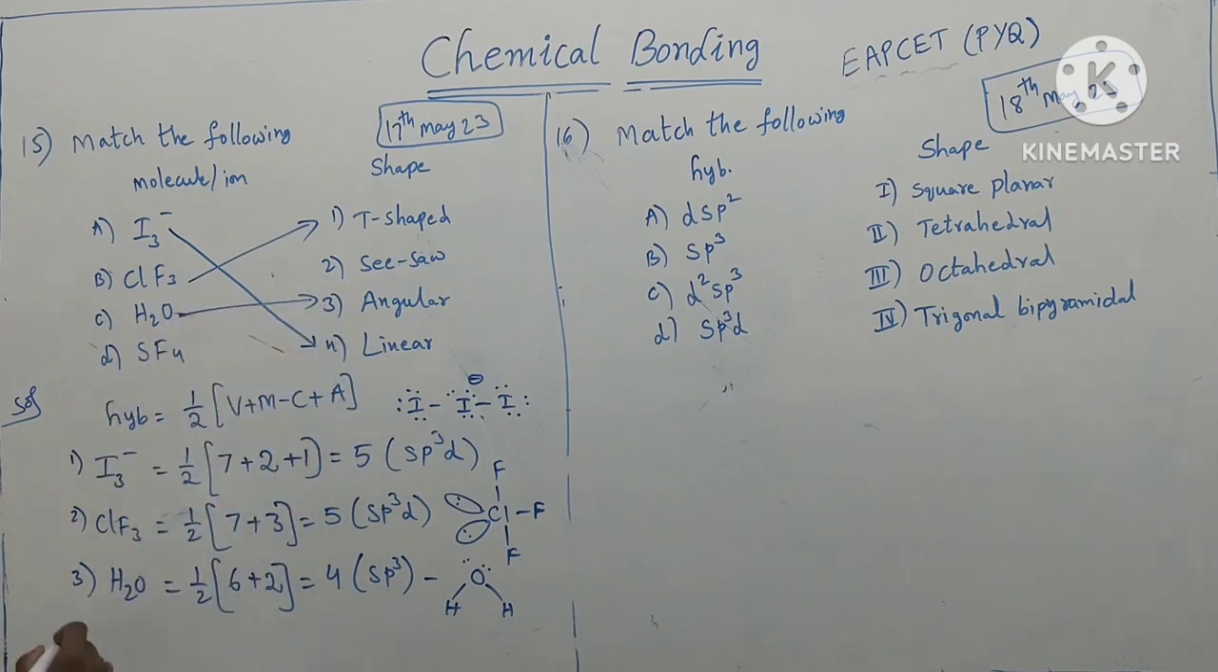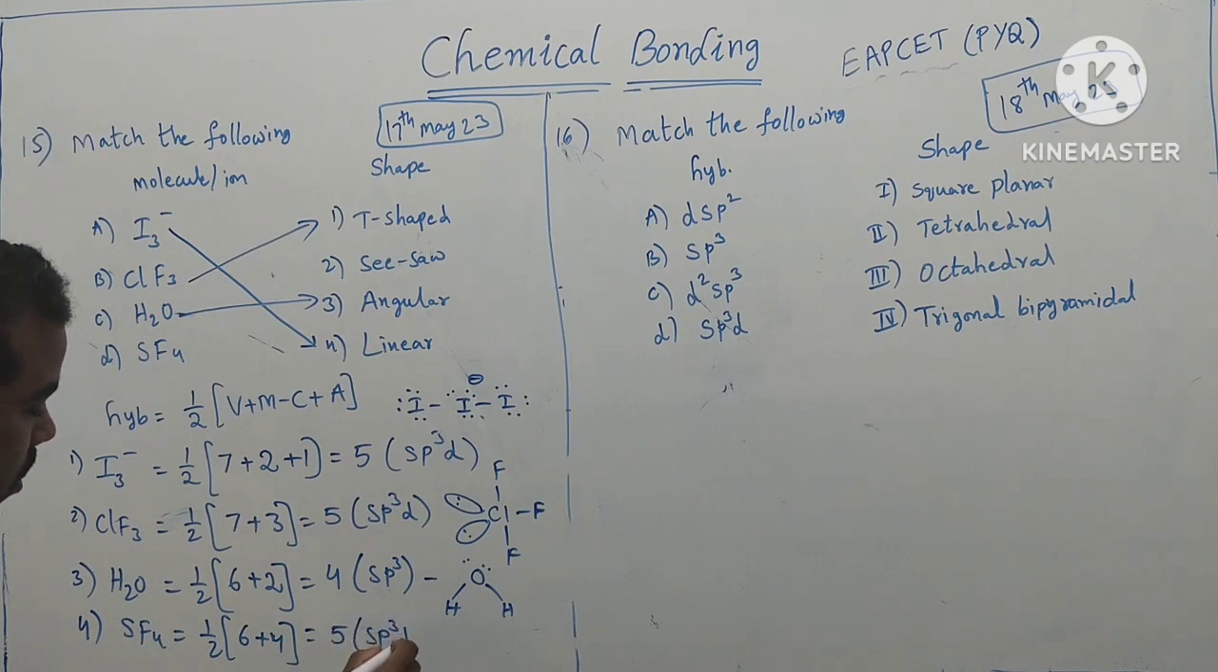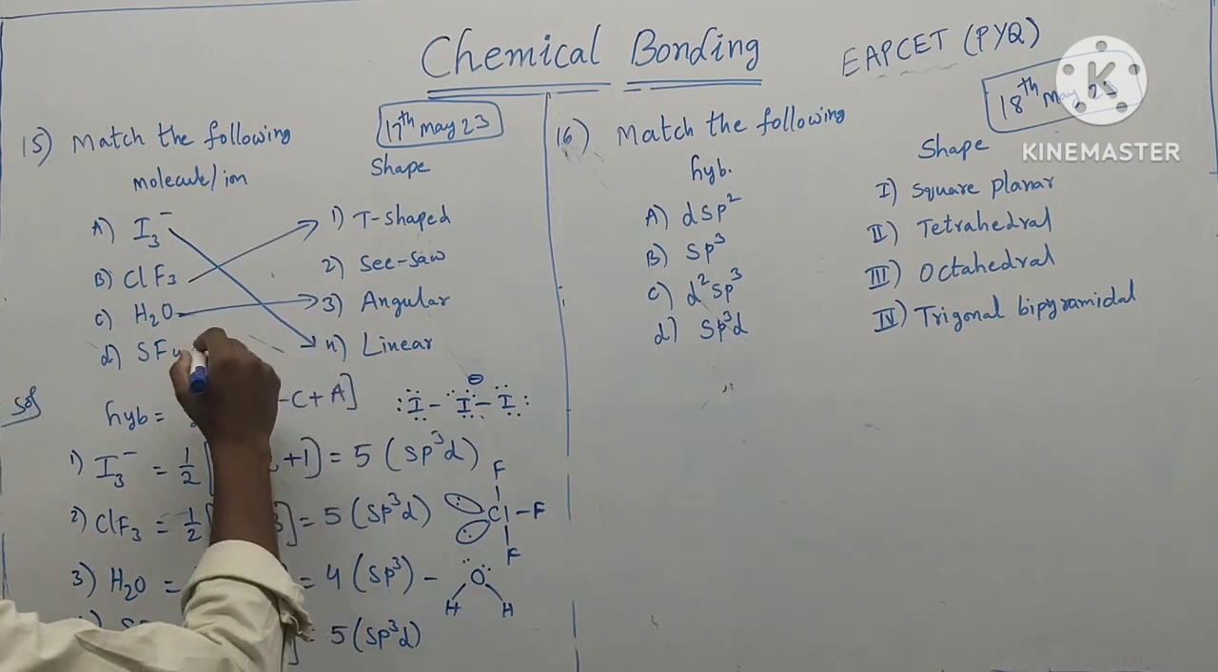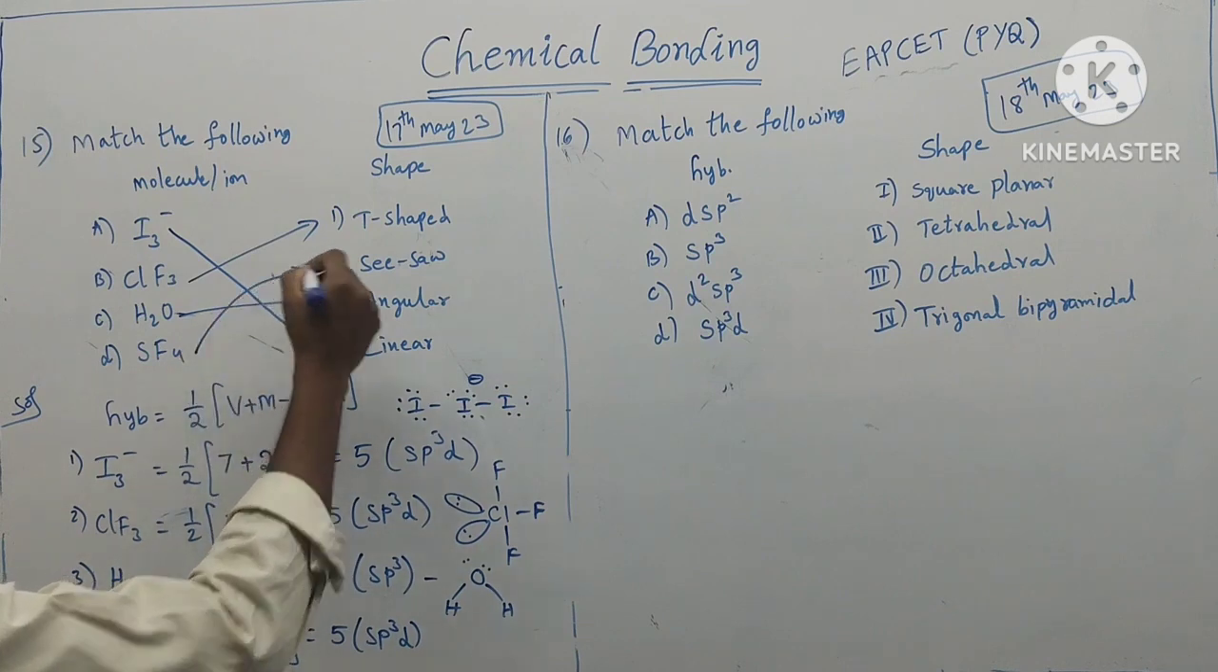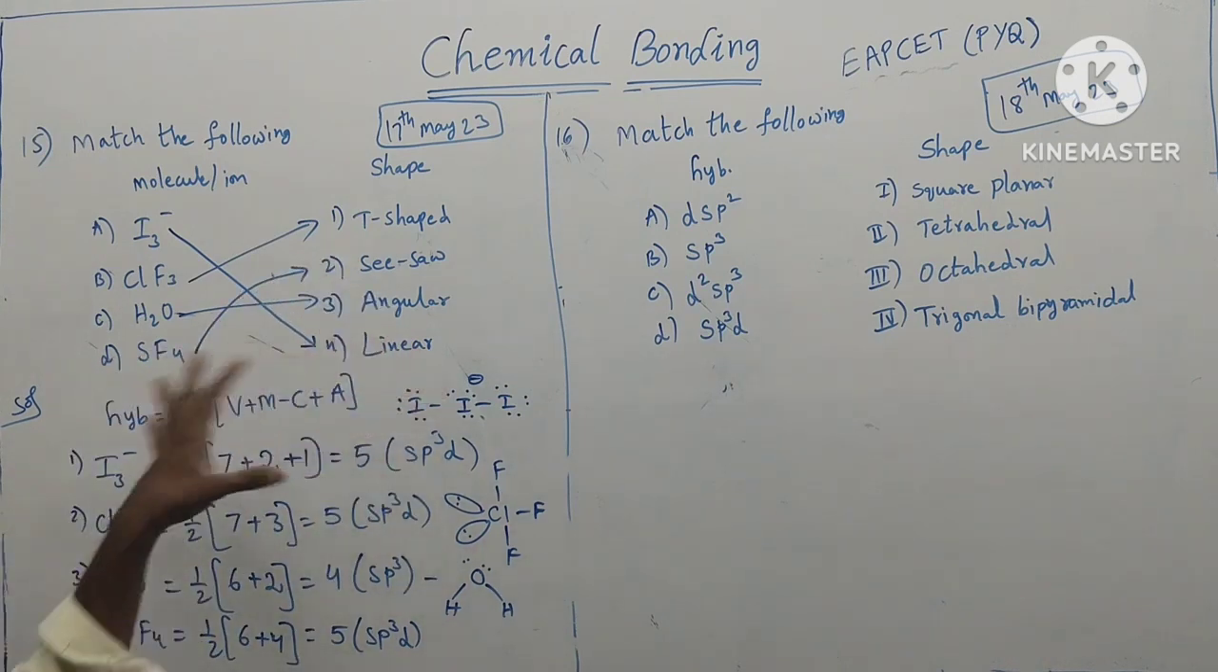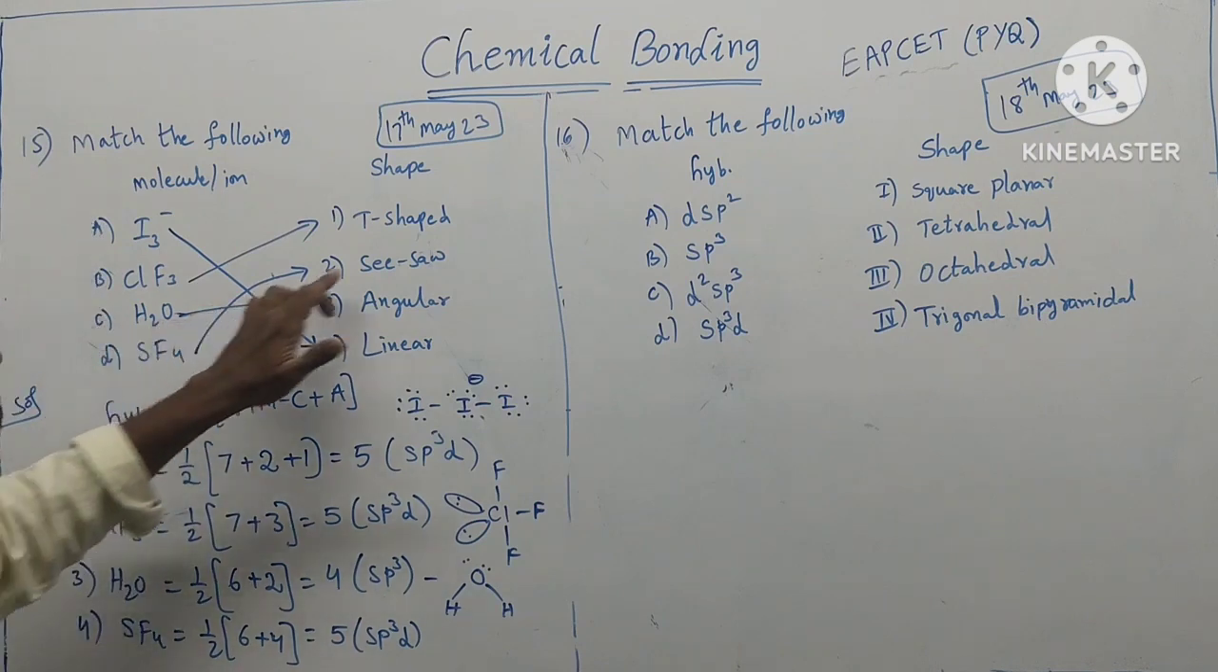Next, SF4. The central atom is sulfur. So half into sulfur number of valence electrons. Sulfur is 6th group, 6 plus number of monovalent atoms 4. 6 plus 4, 10 by 2. 10 by 2 means 5. The hybridization is sp3d. Its shape is actually trigonal bipyramidal, but due to the presence of one lone pair at sulfur, the shape is seesaw structure. So options are not given. So answer: SF4 structure is seesaw.